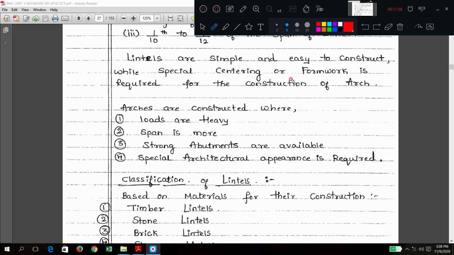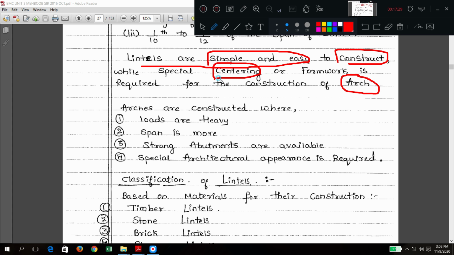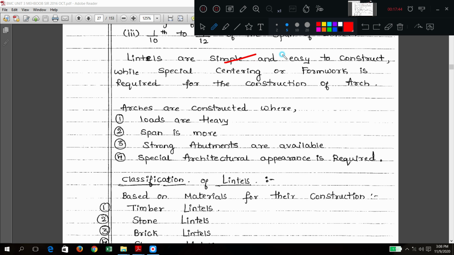Now there is just a small comparison between arch and lintel. Lintels are simple, because it is a horizontal member, and they are easy to construct. But for arches, you require special centering and special formwork. Just now we have seen that turning piece, is this normal or special? This is special. But for a lintel, you require almost horizontal. So lintels are easy to construct, but arches are difficult to construct because we need special centering and formwork.